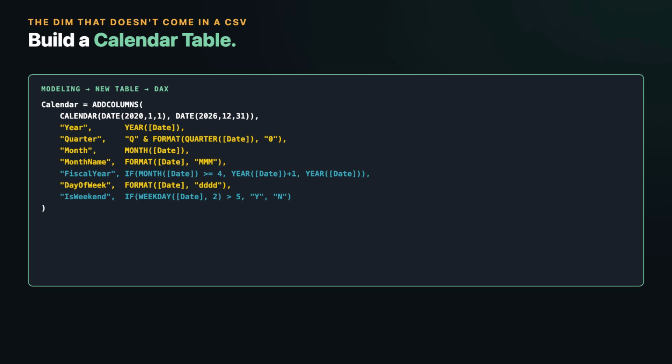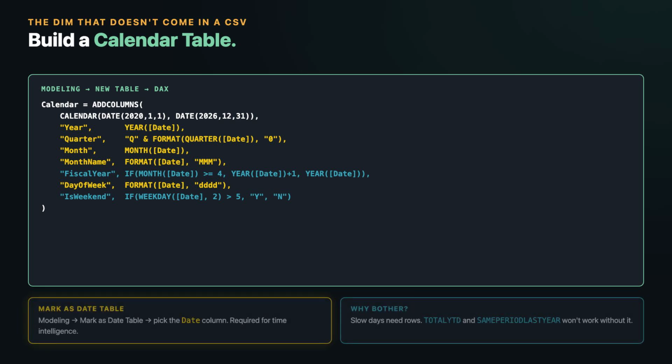Why bother? Because time intelligence functions like year-to-date and same period last year need every date in your reporting range, even the quiet ones with no transactions. Without it, year-to-date breaks on slow days. One last step. Go to the Modeling tab, click Mark as Date Table, and pick the Date column. Skip this, and Time Intelligence won't cooperate.